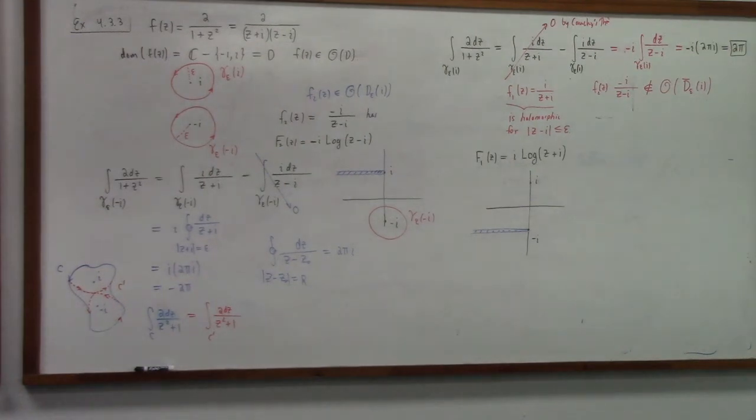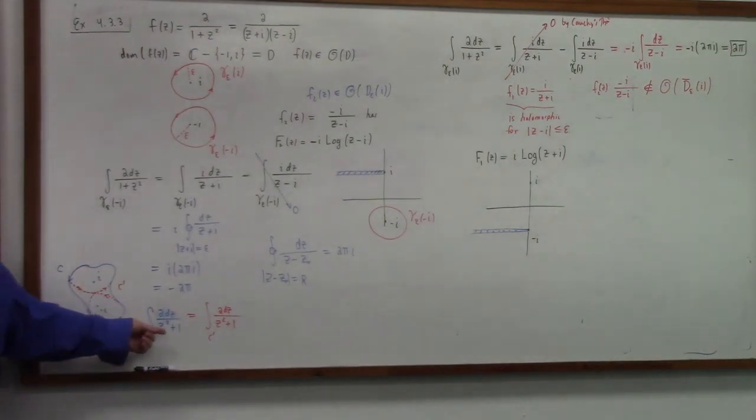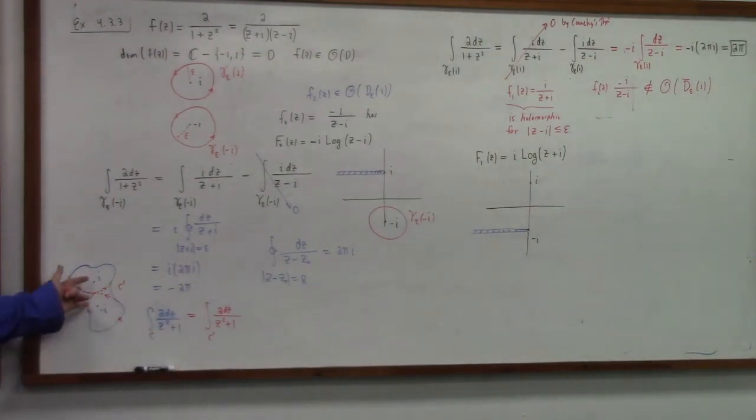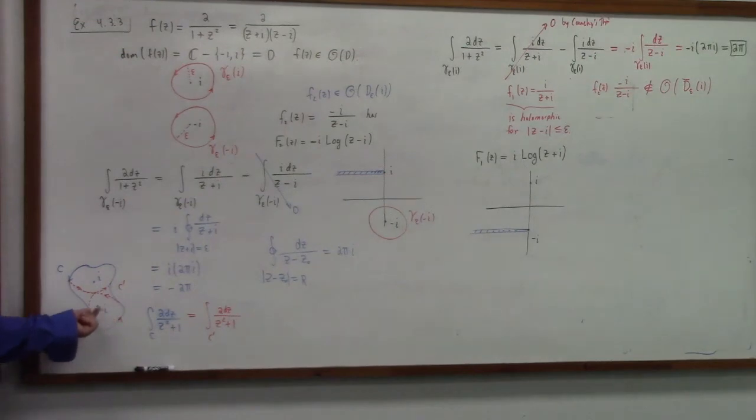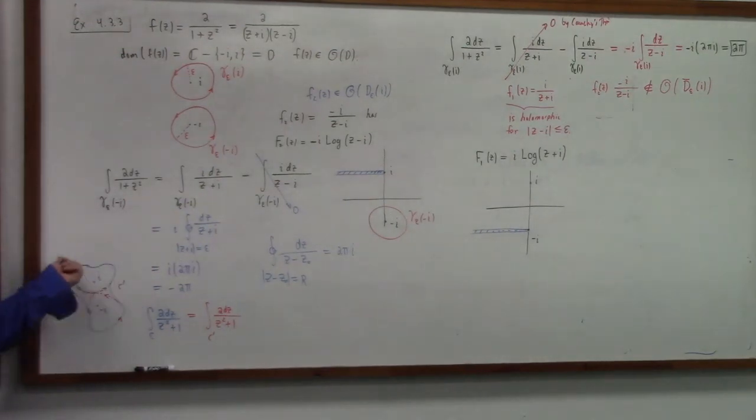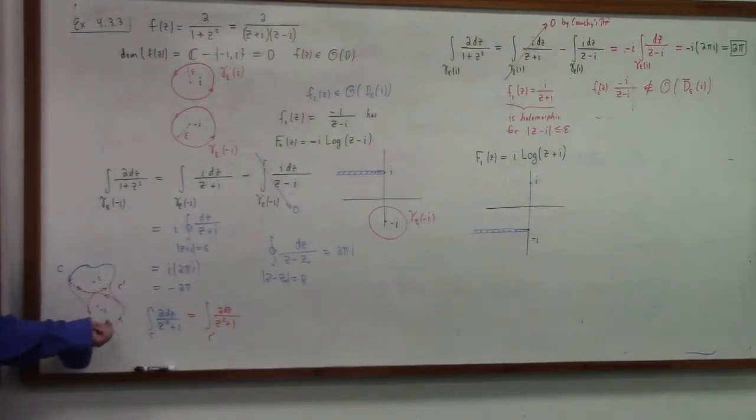So is this function, 2 over z squared plus 1, holomorphic? Well, yes, it is everywhere except for these troublesome points, plus or minus i, right? So we can deform that peanut-shaped thing to almost like a figure 8, right? And then we can take the integral over c prime, and we can deform each. The integral over c prime is going to give you the integral over the upper loop and the integral over the bottom loop, right?